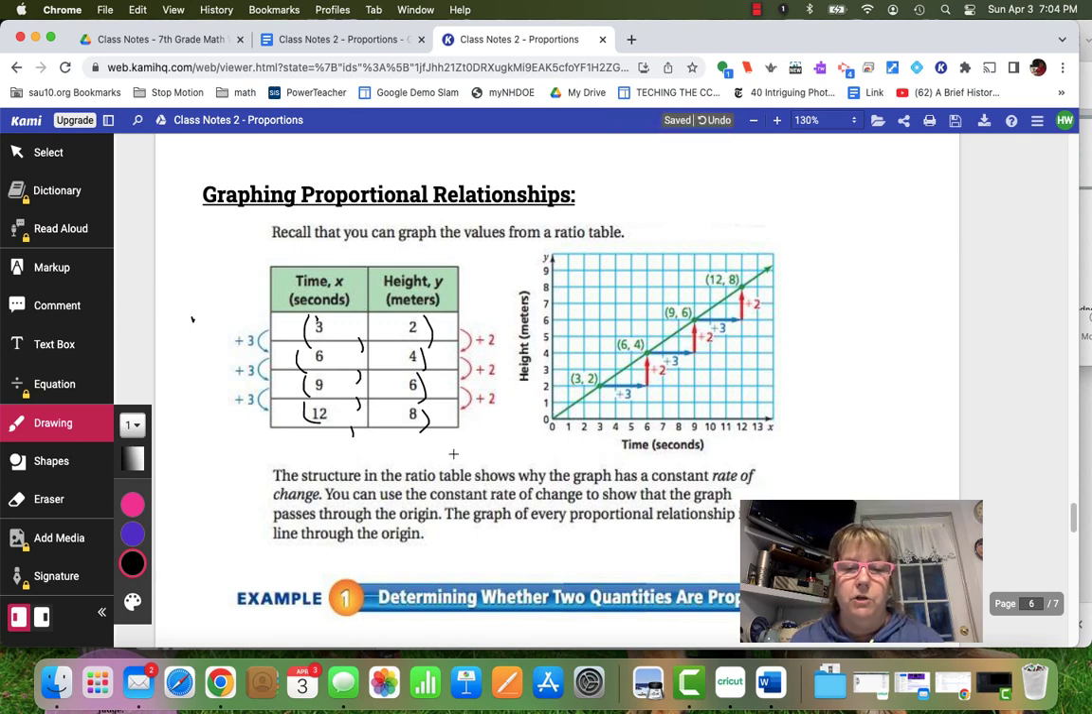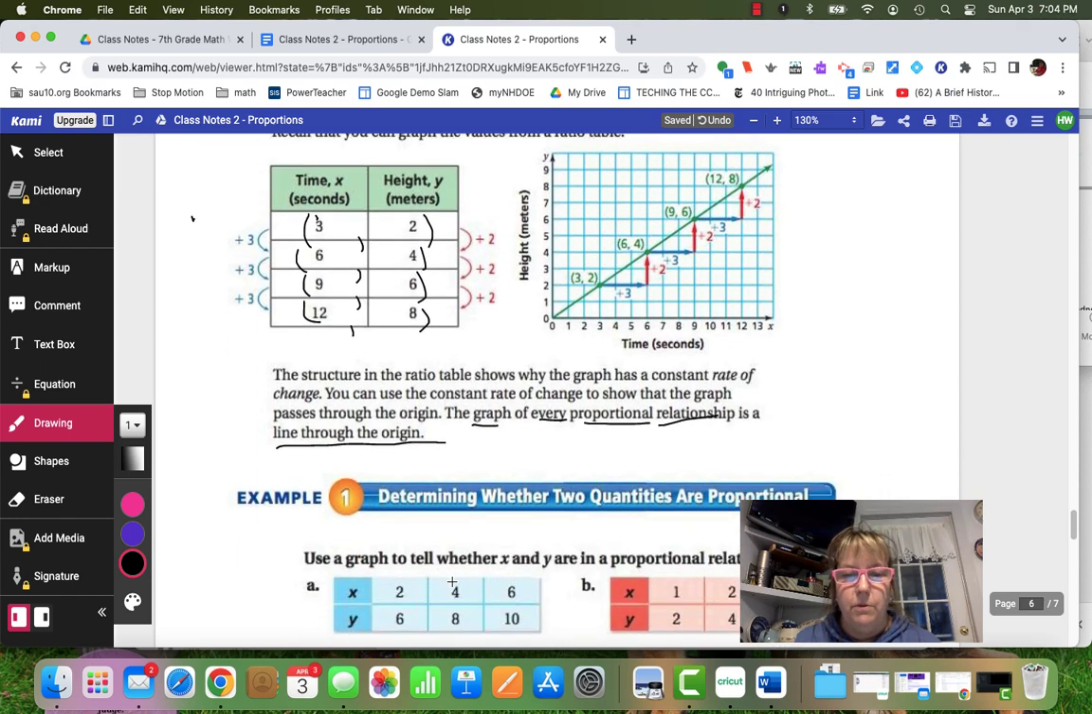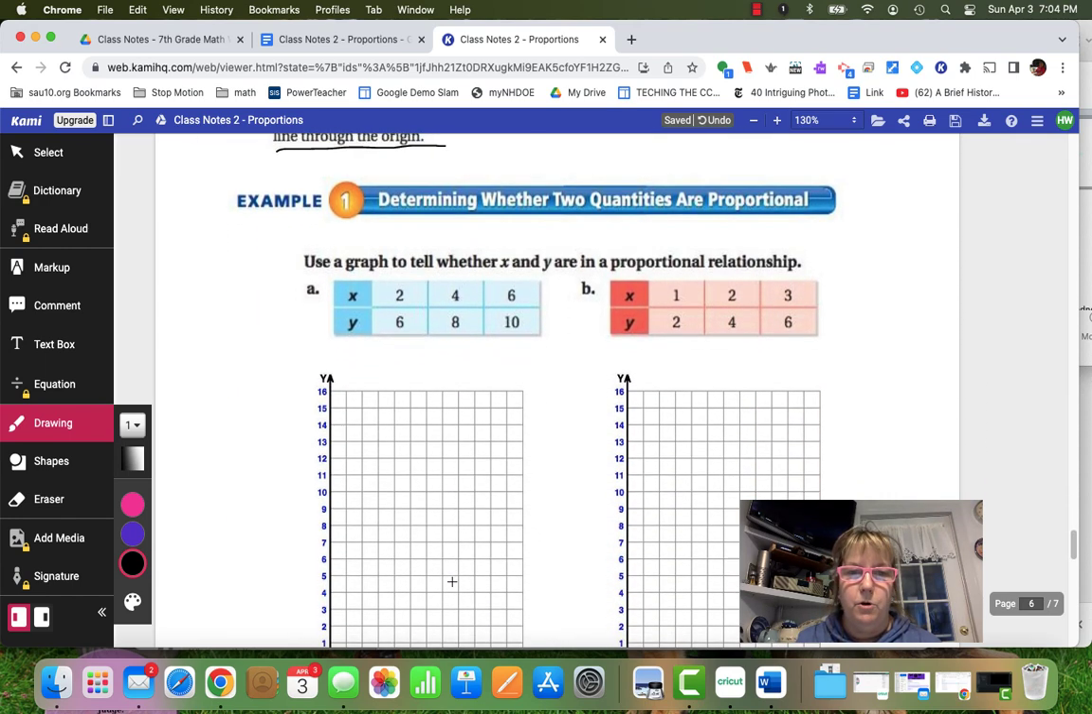So the structure in a ratio table shows why the graph has a constant rate of change. And you know it's a constant rate of change because it goes through the origin and is a straight line. So the graph of every proportional relationship is a line through the origin. Remember, straight line is redundant. If it's a line, it's straight.